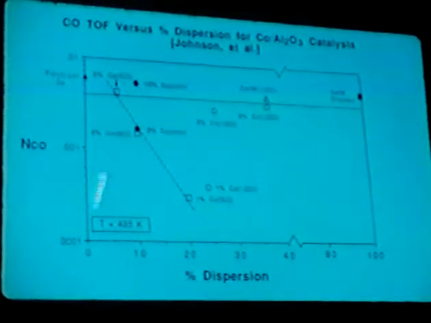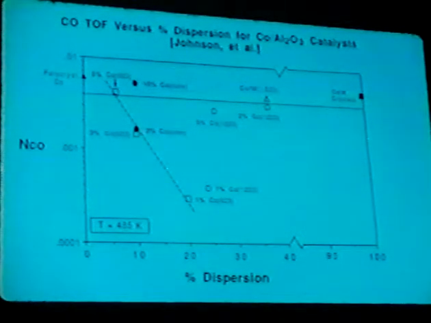In a recent study by Johnson and co-workers in our laboratory in collaboration with Wayne Goodman, we found that as we varied dispersion over the entire range from 0 to 20% for highly reduced cobalt catalysts, there was no variation in the CO turnover frequency. In other words, the specific activity is independent of dispersion in cobalt catalysts that are well reduced.